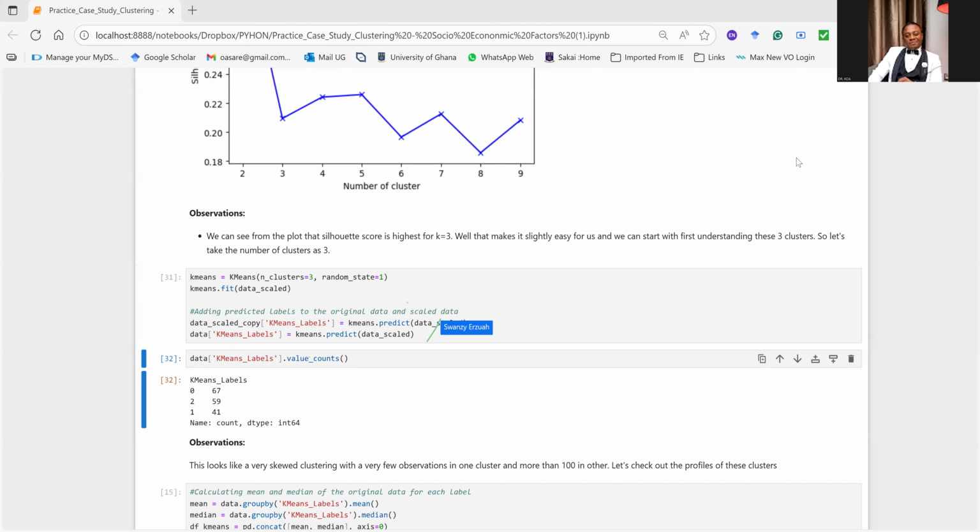And the third cluster, let me just clean what Swansea has written. The third cluster has got the other information.